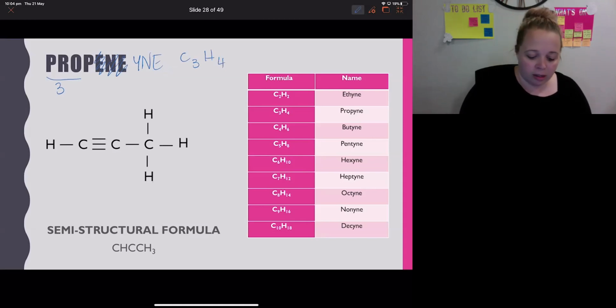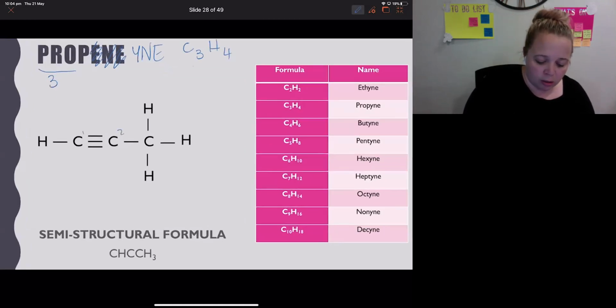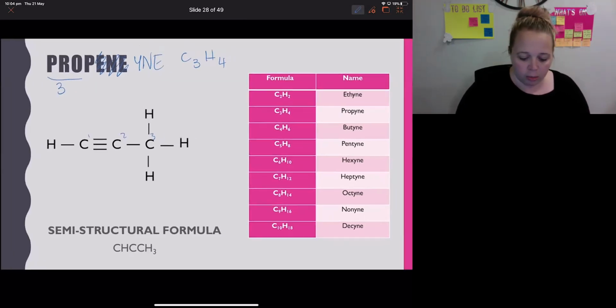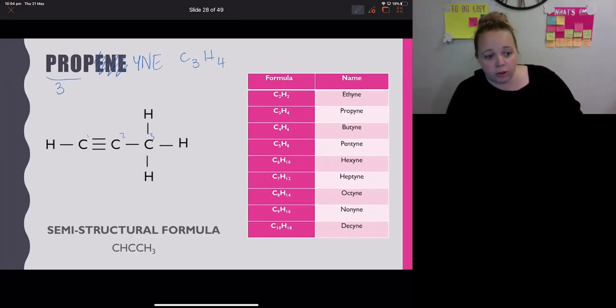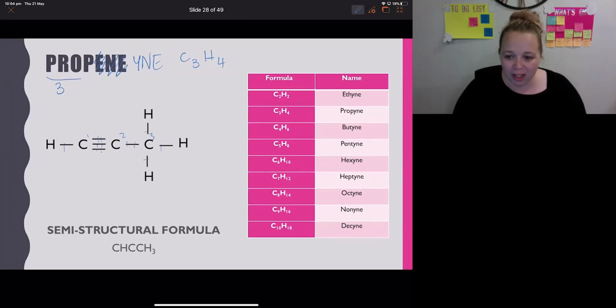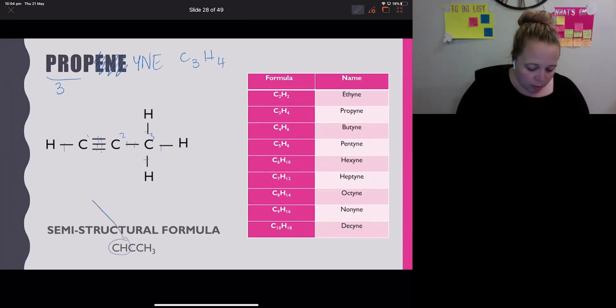Now we're going to draw them out. So we draw out our carbons, 1, 2, 3 carbons. We're going to put our triple bond between the first 2 carbons, then a single bond between the next ones, and then we go and fill in our lines. So this one has 1, 2, 3, 4. Okay, this one has 1, 2, 3, 4. The third carbon has 1, 2, 3, 4. We're all happy. Fill in our hydrogens, and with the semi-structural formula, we end up with CH, C, CH3.